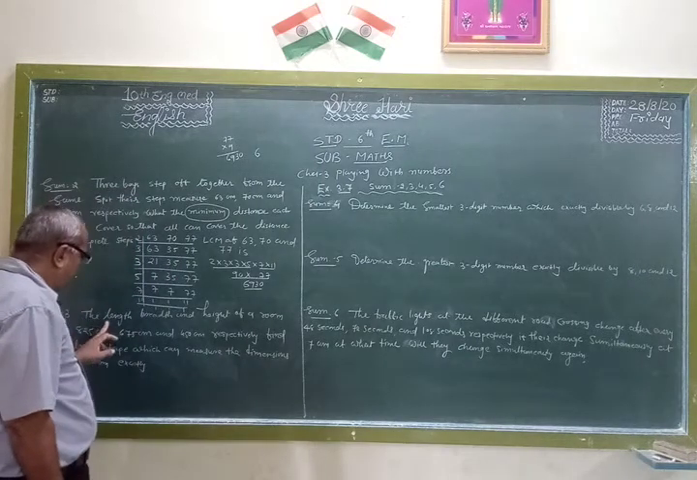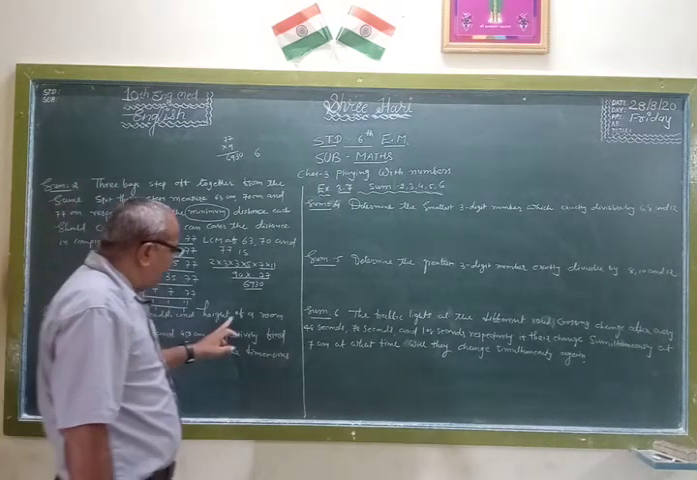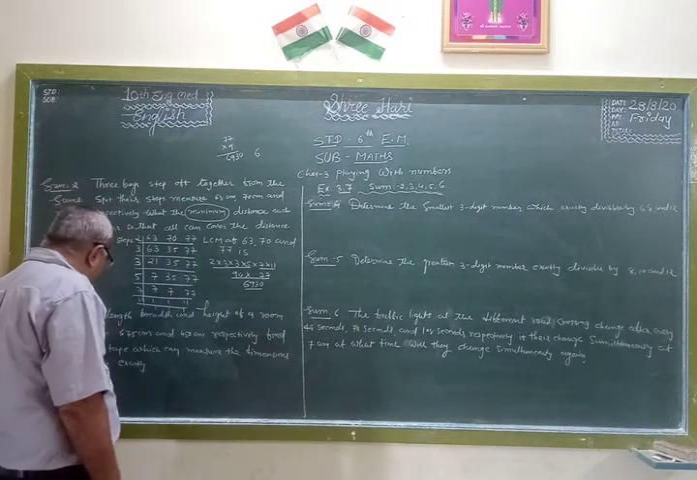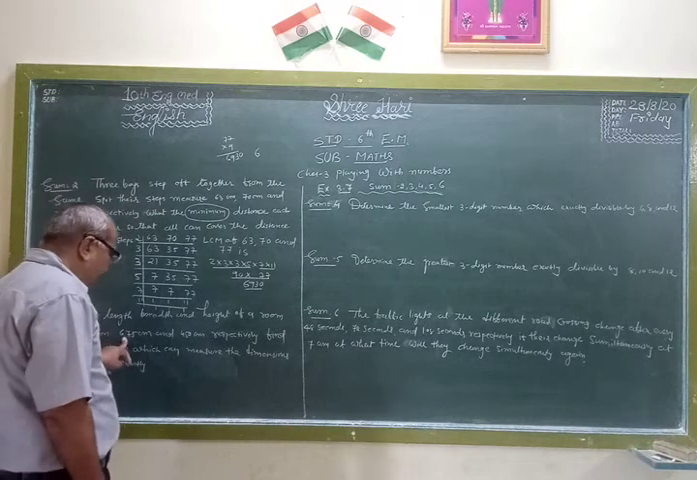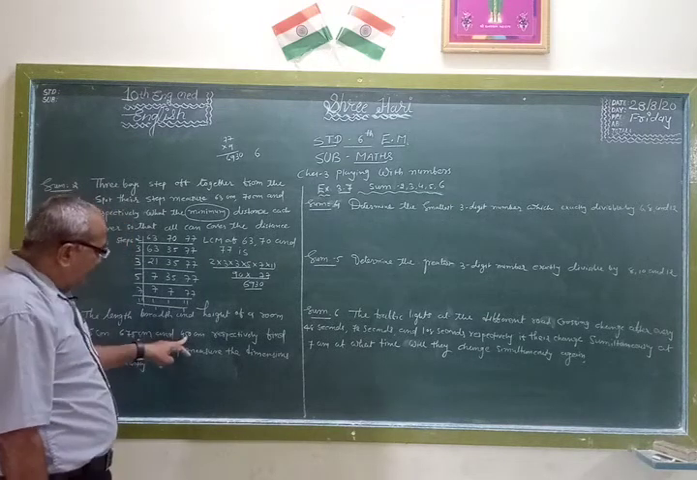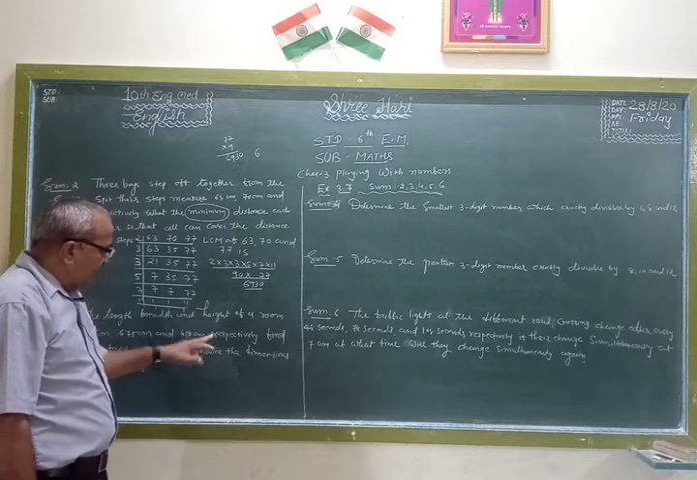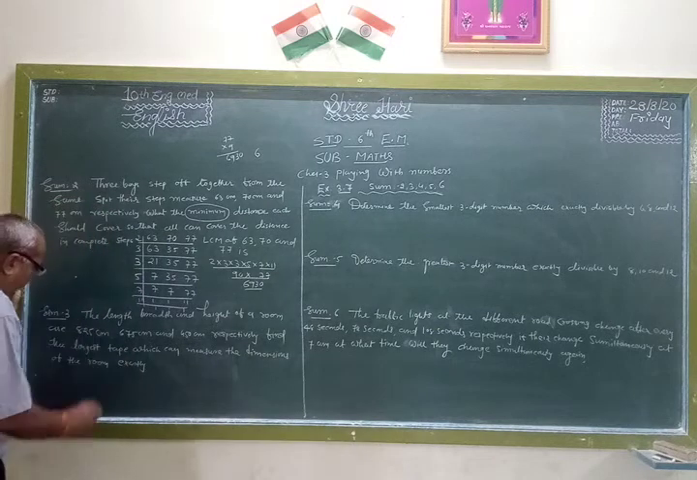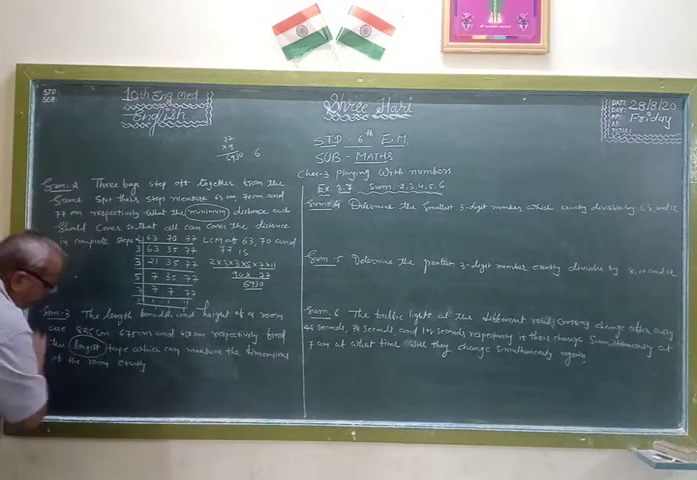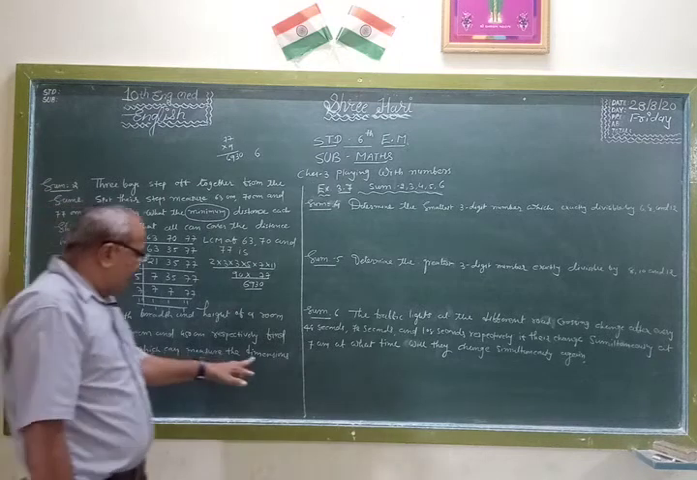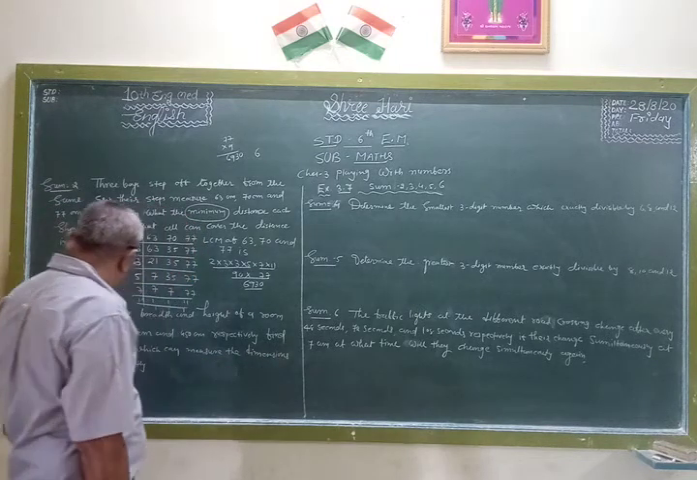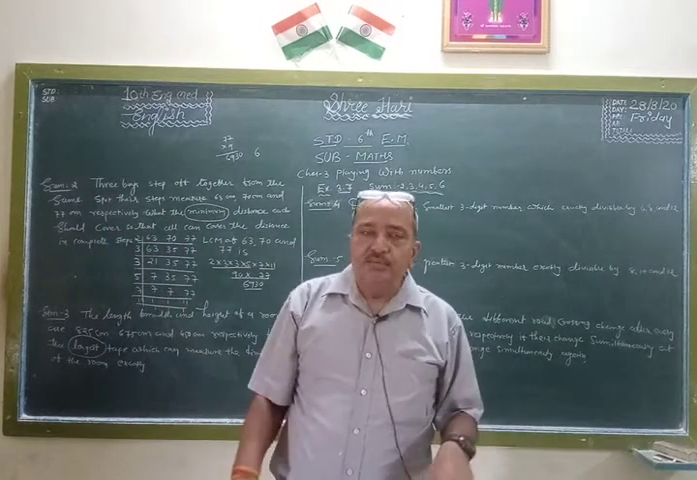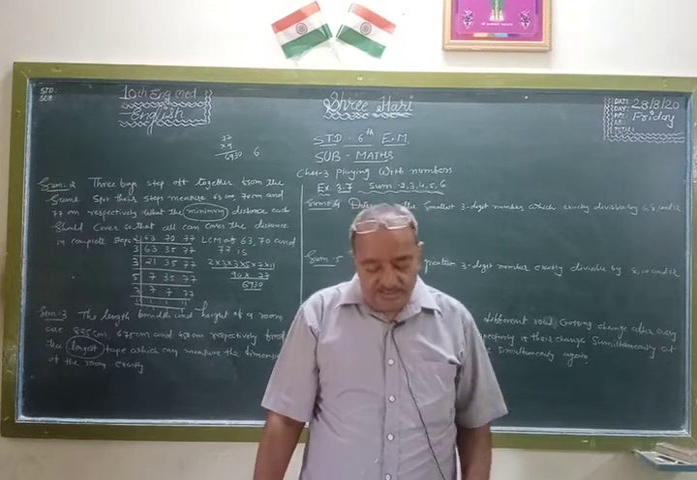Sum number 3. The length, breadth and height of a room are 825 centimeter, 675 centimeter and 450 centimeter respectively. Find the longest tape. Friends, here we are given the words longest tape, which can measure the dimensions of the room exactly. Dimensions means length, breadth and height. All these can be measured.